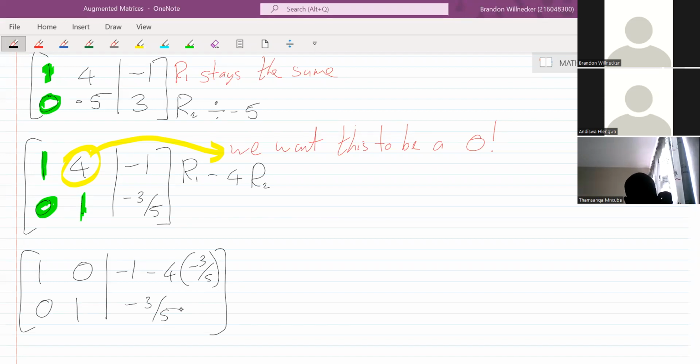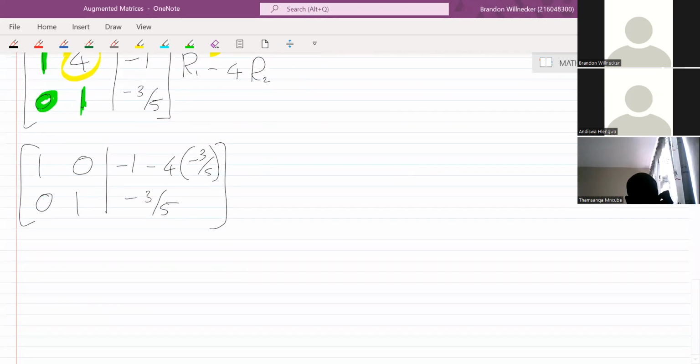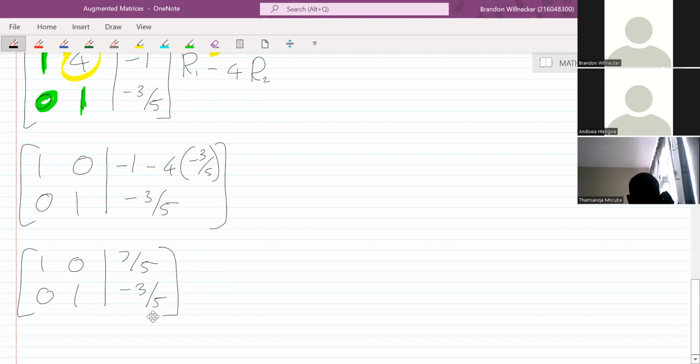Okay, now if we work that out, the minus 1 plus 12 over 5, if you work that out there, that's going to give us 7 over 5. So that's 1, 0, 7 over 5, 0, 1, minus 3 over 5. And we're done because we've got the 1 and the 1 along the diagonal.